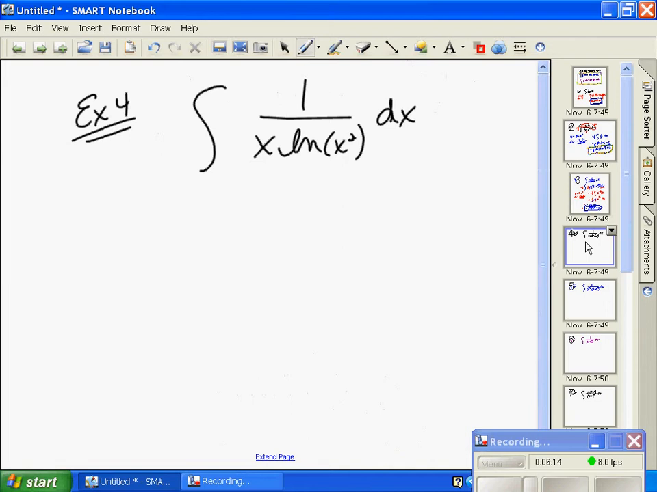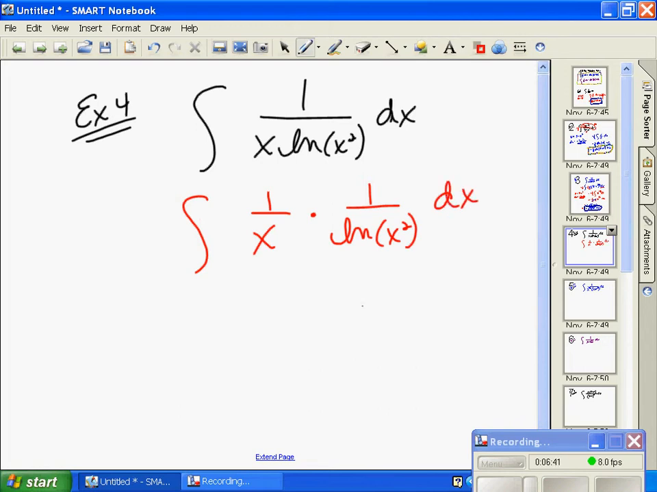Example 4. Looking at example 4, if I were to sit here and think, let's let u be equal to x times the natural log of x squared, I would have to do the product rule. That's going to look worse than what I have, so not going to be a good choice for that one. Sometimes we need to look at the fractions split up, like that.